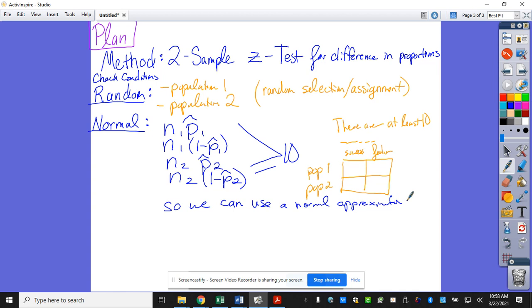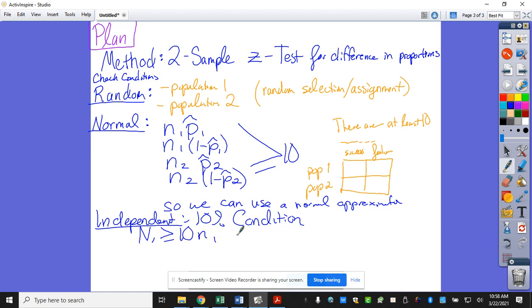So what's left? Independent, which is the 10% condition. And I have to do it for both. So I don't care how you choose to write it. I don't remember how I wrote it last time. Capital N1 is greater than or equal to 10 times lowercase n1, and capital N2 is greater than or equal to 10 times lowercase n2.